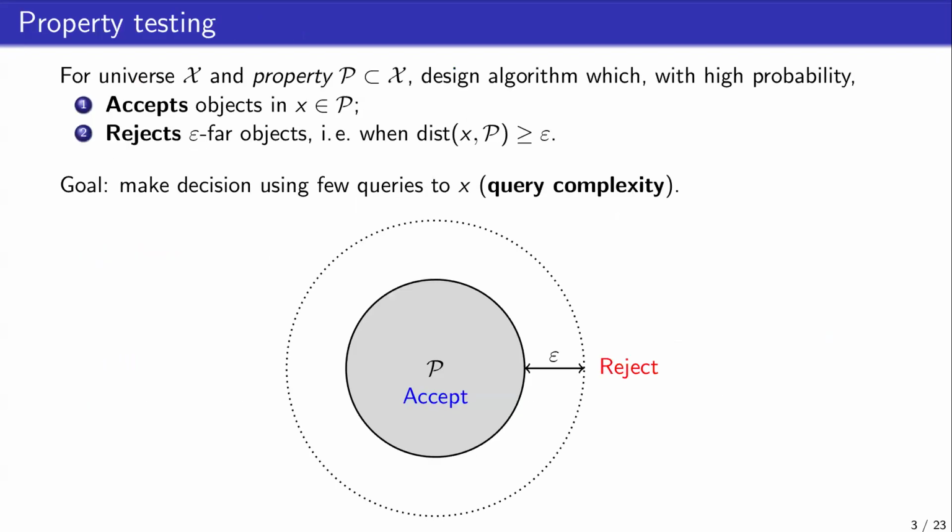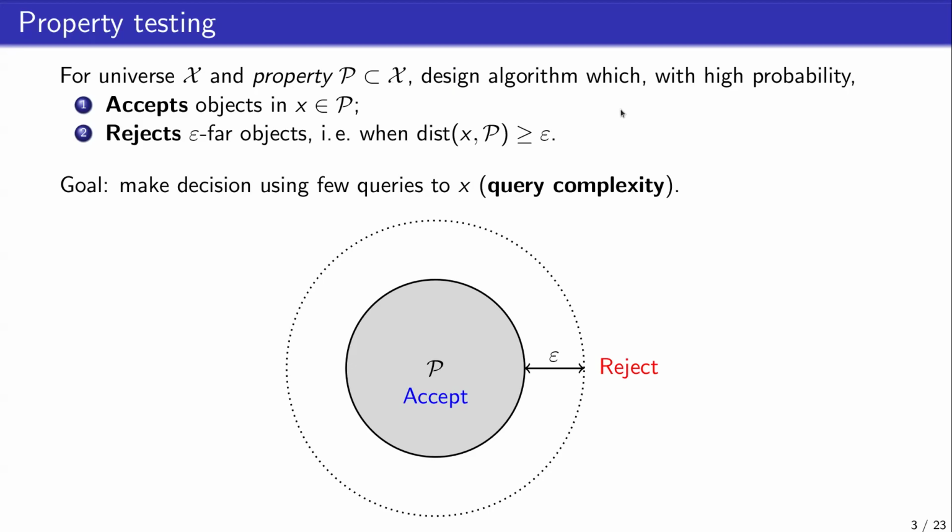Now let's move on to the second part of the title, which is monotonicity testing. In particular, I want to start by telling what property testing is. The algorithmic component of this talk will be about the property testing problem. Property testing is the following type of problem. We have some universe X of objects and some property P, which is a subset that we care about.